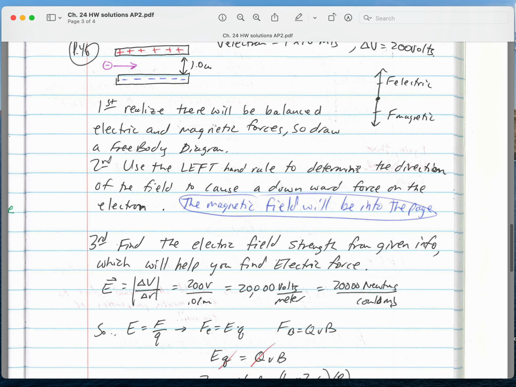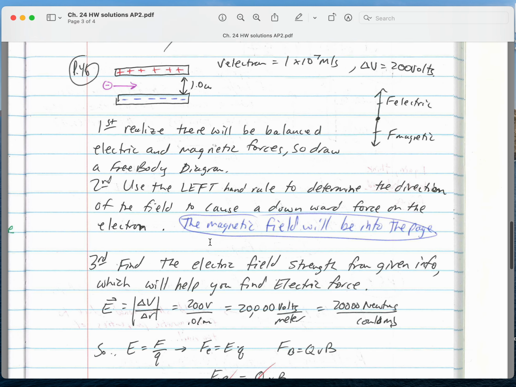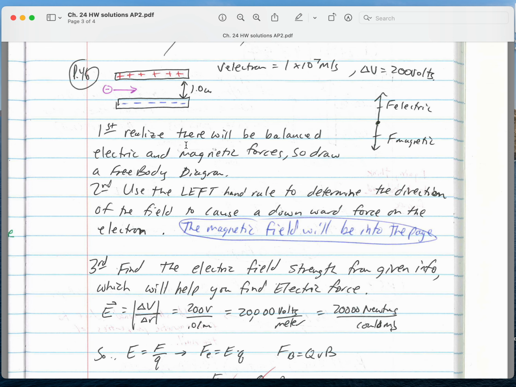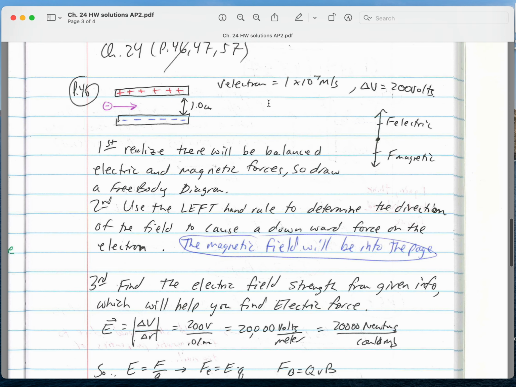The next thing I did, and you can do these in a little bit different order, I just like to get the idea of this up there first, is we want to find the electric field strength from the given info. So it told me the potential difference was 200 volts and this was 1 centimeter. Formula E6 on your formula sheet shows that potential difference divided by distance is equal to the magnitude of electric field. So that comes down to 20,000 volts per meter.